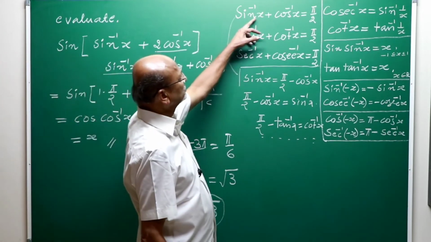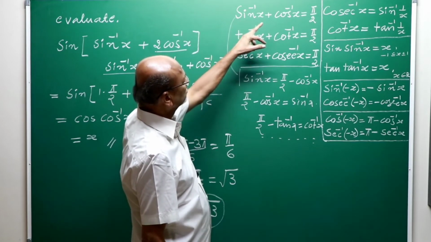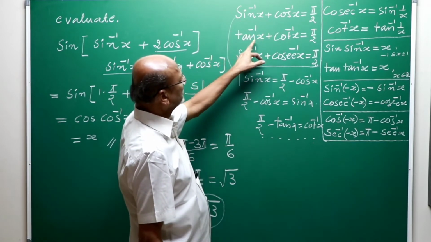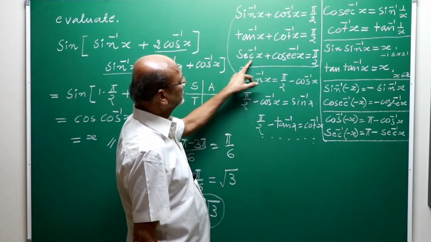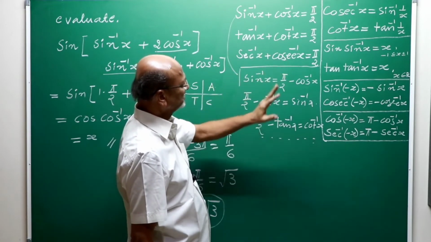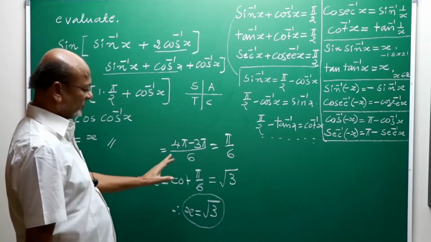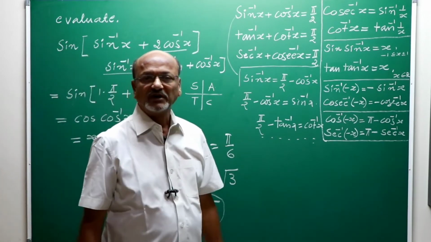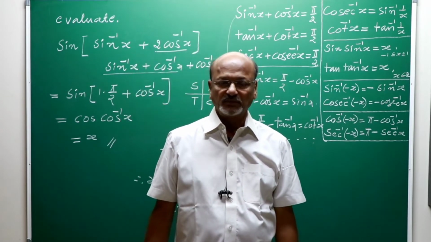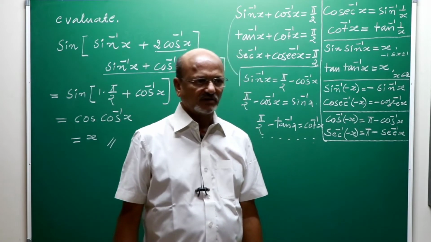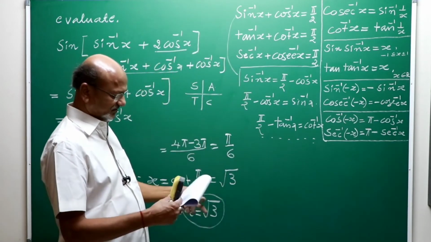based on this property. That will be the fifth property. Sin inverse x plus cos inverse x is pi by 2. Tan inverse x plus cot inverse x is pi by 2. Similarly, sec inverse x plus cosec inverse x is pi by 2. My friends, all these examples are very important for your main exam, even objective type CET level questions. All right. Yes, my friends.